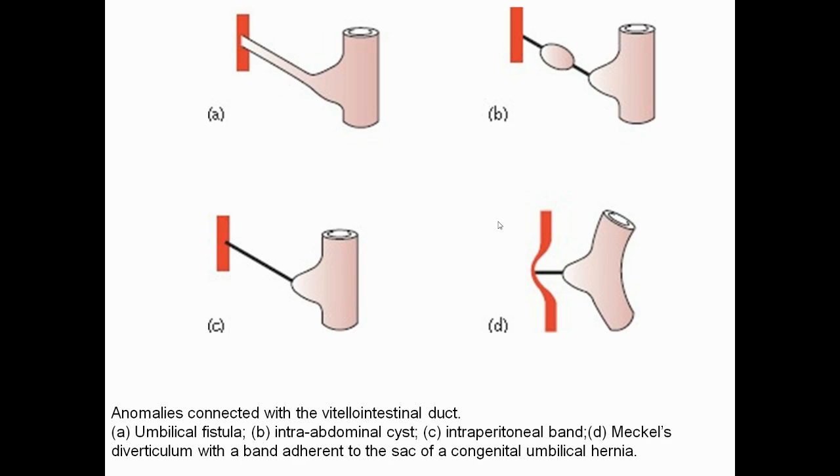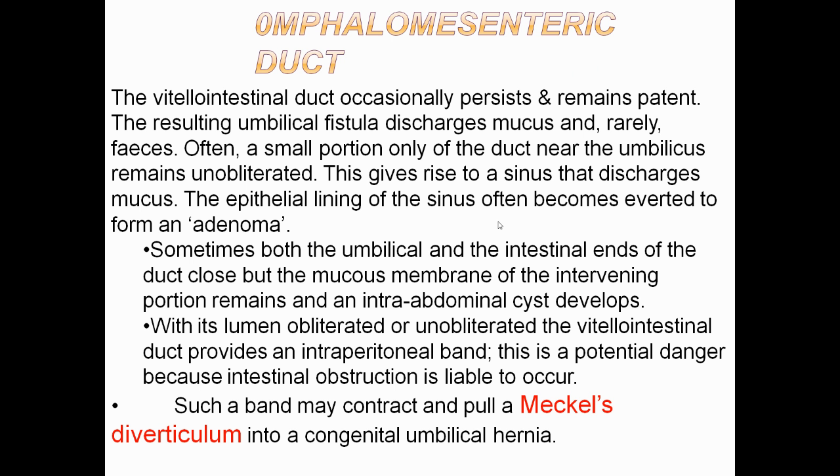So anomalies connected with the vitellointestinal duct are umbilical fistula, intra-abdominal cyst, intraperitoneal band, and Meckel's diverticulum with a band adherent to the sac of a congenital umbilical hernia. The vitellointestinal duct occasionally persists and remains patent. The resulting umbilical fistula discharges mucus and rarely feces. Often a small portion only of the duct near the umbilicus remains unobliterated. This gives rise to a sinus that discharges mucus.